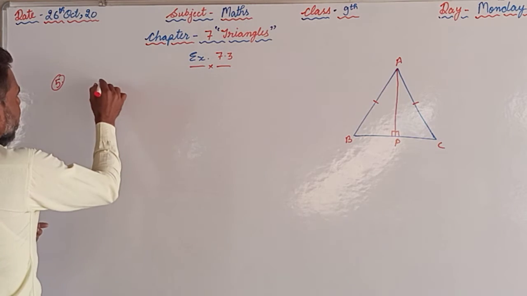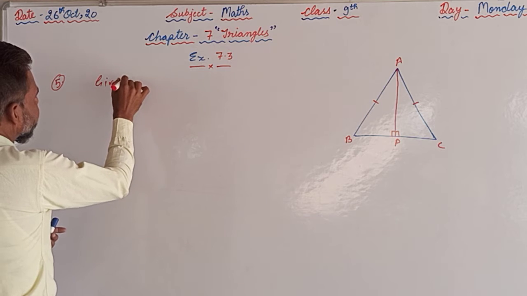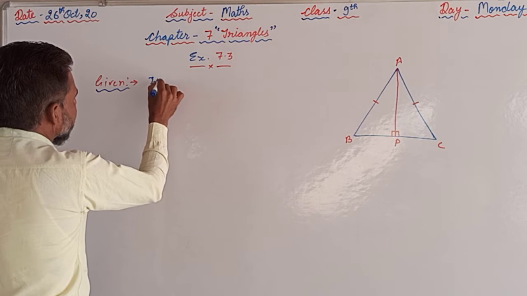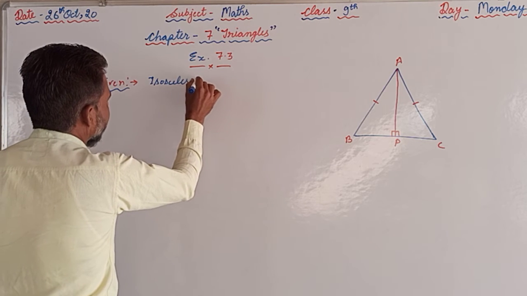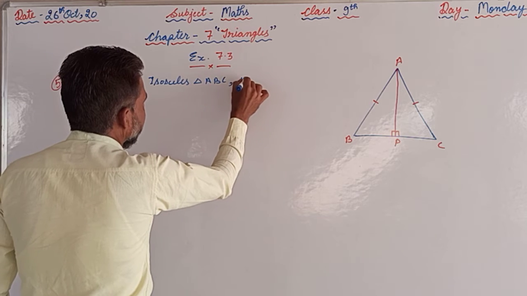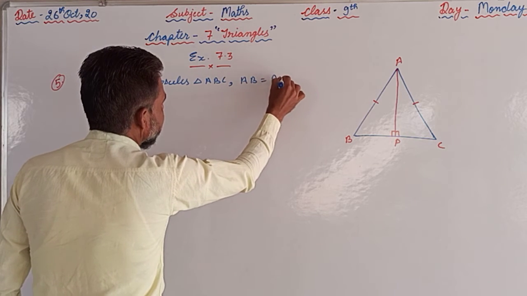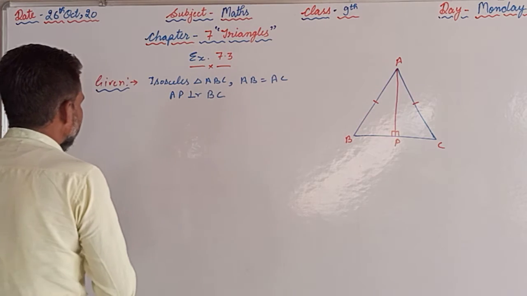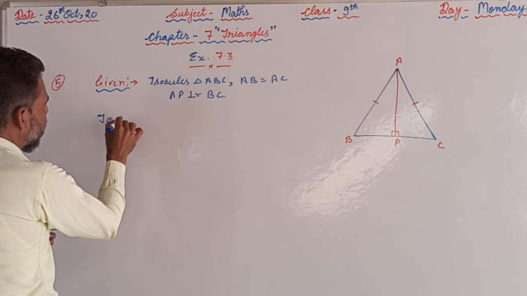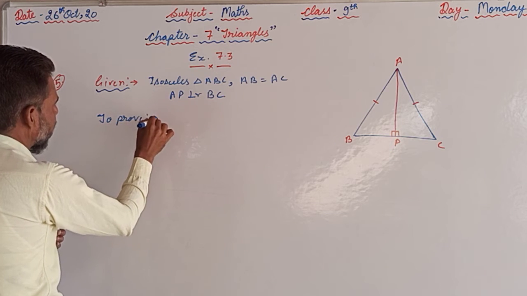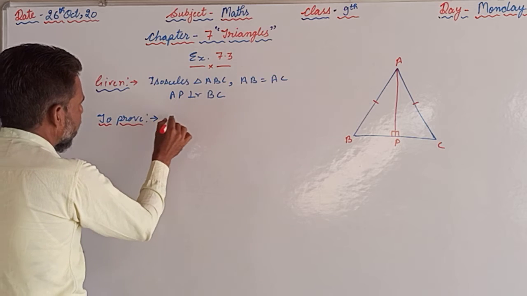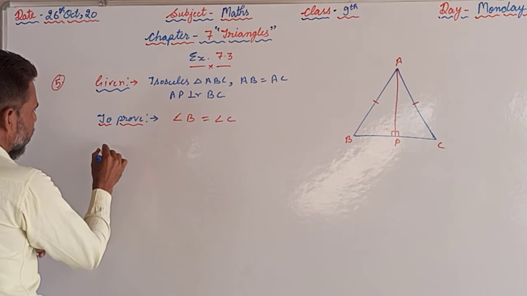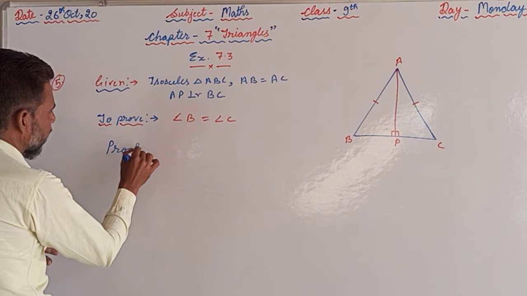So given: isosceles triangle ABC in which AB is equal to AC, and at the same time AP is perpendicular to BC. Now to prove, what we have to prove? Angle B is equal to angle C.